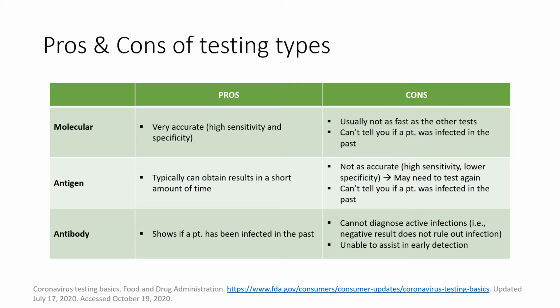Our last category of tests is the antibody or serological test. The pro with this test is that it will tell if a patient had been previously infected with coronavirus in the past. However, the test cannot tell patients if they have an active infection. Equally important, another drawback about this test is that it's best used after a person has been infected, preferably after 2 weeks. It therefore cannot be used to assess an early detection.